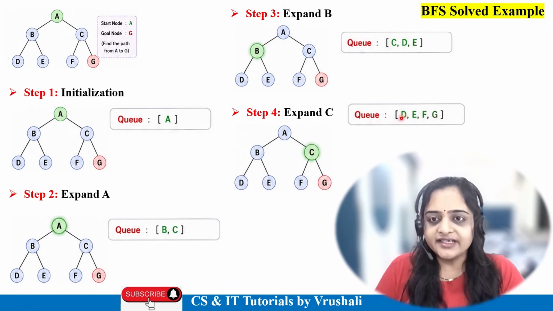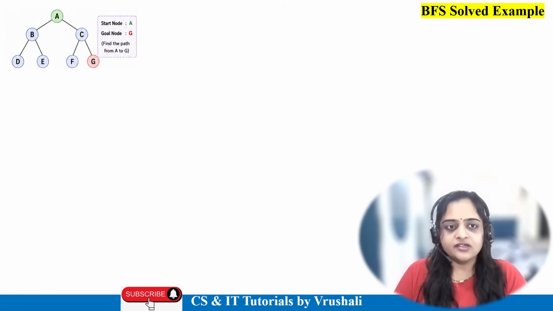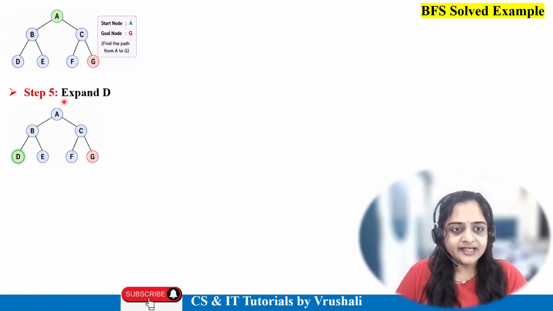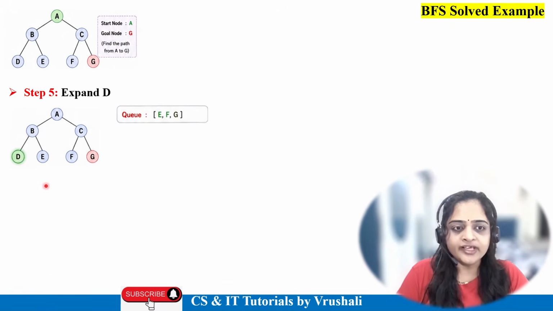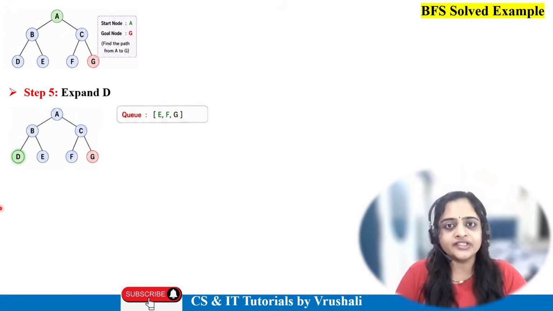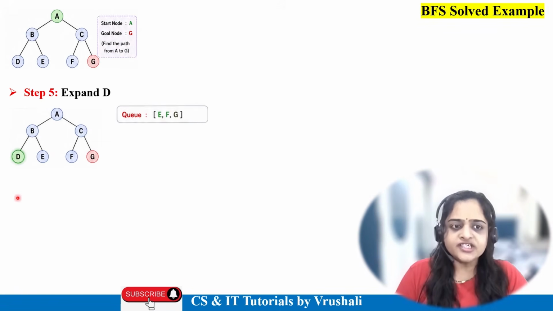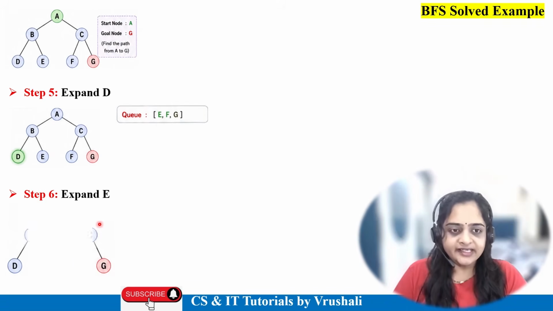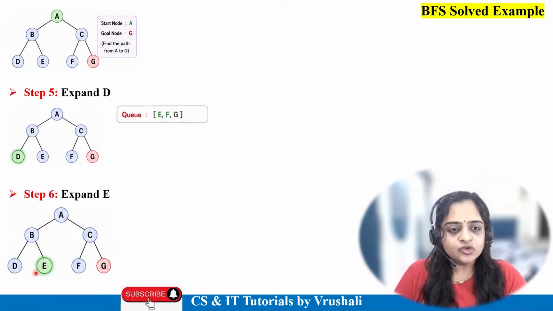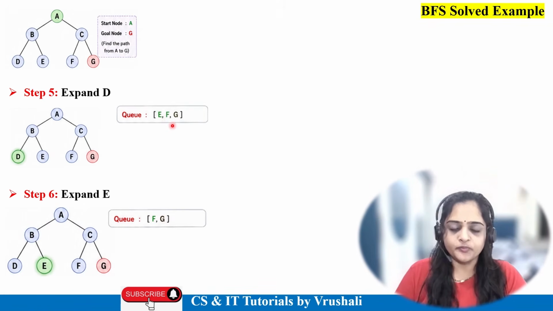Now the next one is D, at the first point. So next step 5, expand D. On expanding D, there are no further exploring nodes or further child nodes, right? So just remove D from the queue. Now the next node at the front of the queue is E. So next step, expand E. Again there are no further exploring nodes, so remove E from the queue.